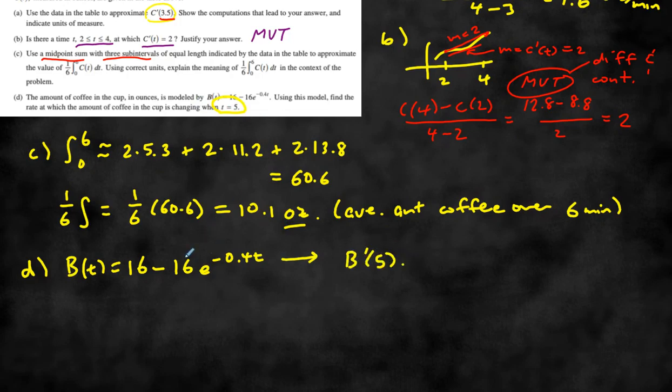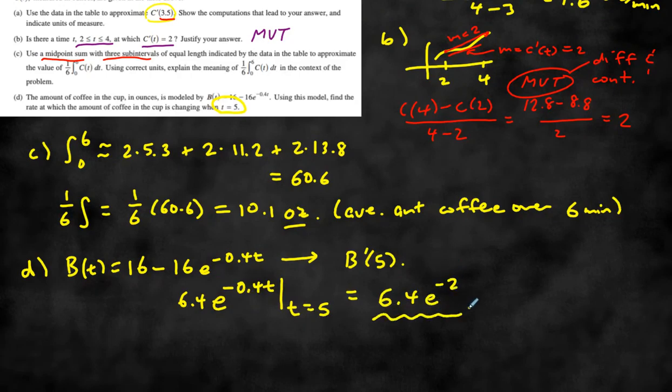That's all. To take the derivative, we get a 0 here. Here we multiply by the derivative of the exponent, the chain rule. So we get 6.4, from the negative 16 and the negative 0.4, and the same original exponential, e to the negative 0.4t. Evaluated at t equals 5, that's 6.4e to the negative 2. Without a calculator, that's the best you can do. Units on this rate of change of coffee amount would be ounces per minute. And that takes care of number 3, and I'll post number 5 separately.